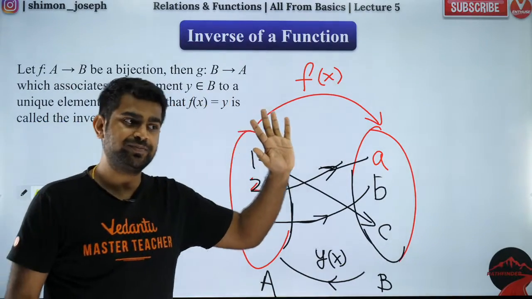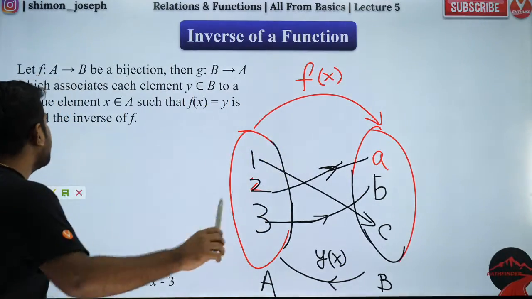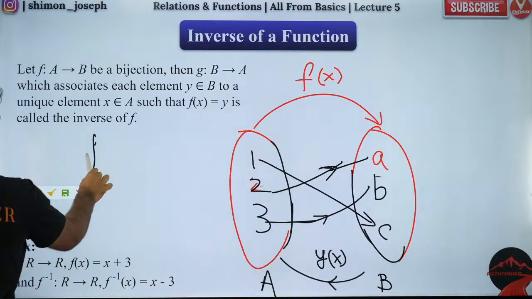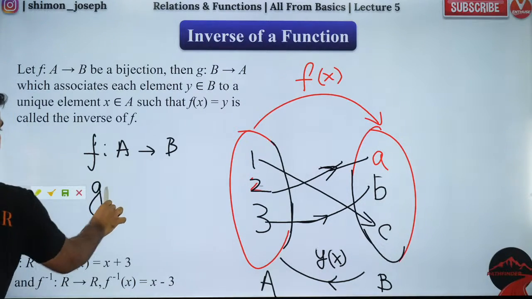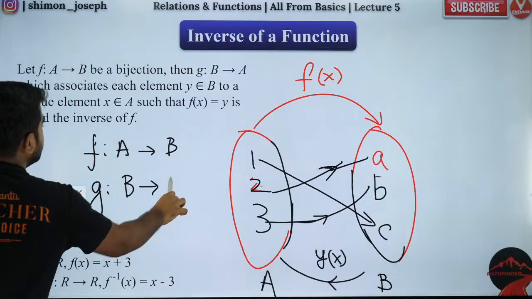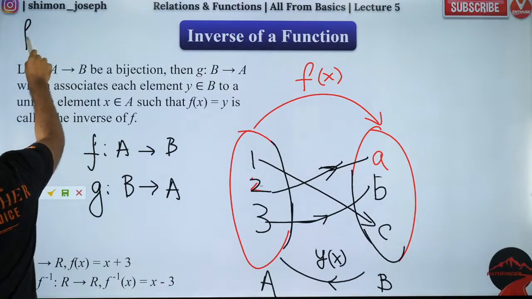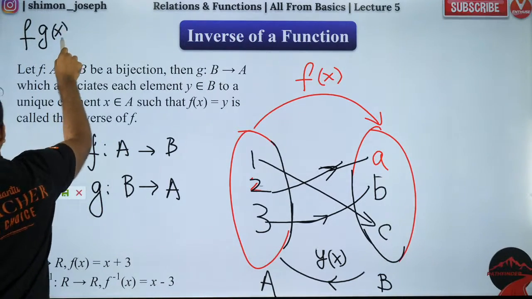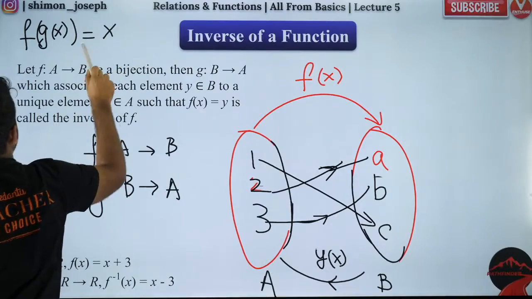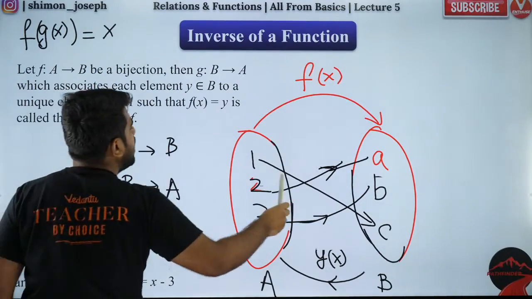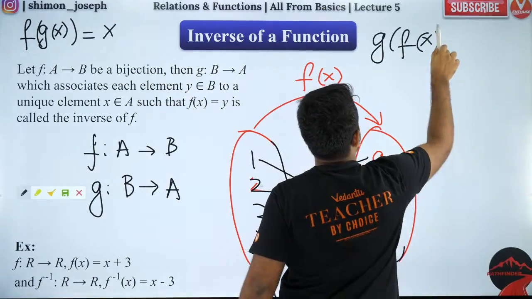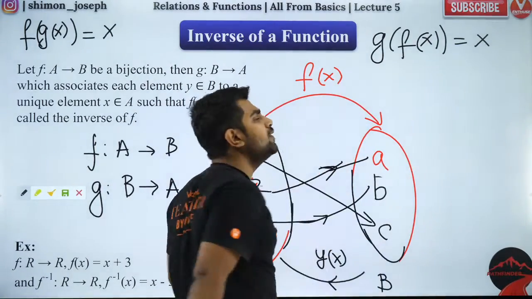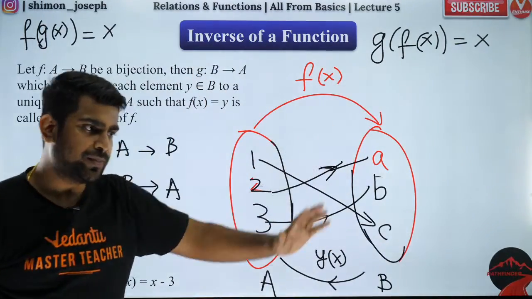Did you all get it? So what is the meaning of inverse? If you have a function from set A to set B, your inverse will be from B to A, such that f of g of x will be equal to x, and g of f of x will also be equal to x. So this is what we call an inverse. You have to remember this.